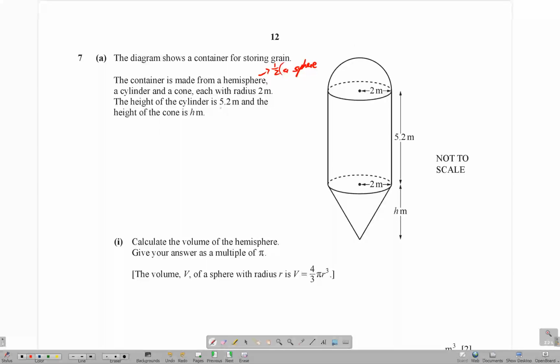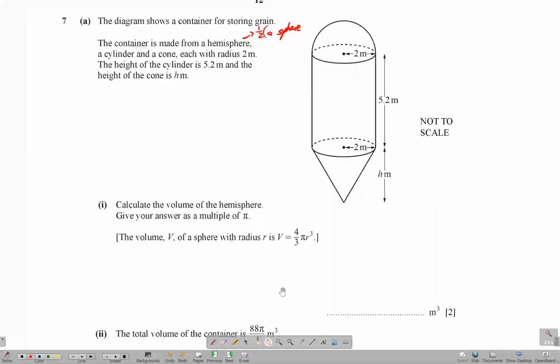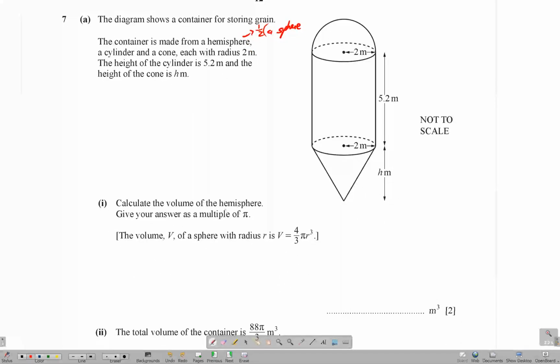The height of the cylinder is 5.2 meters, and the height of the cone is h meters. So this is a variable. We do not know what this height is. So for the first question, calculate the volume of the hemisphere.